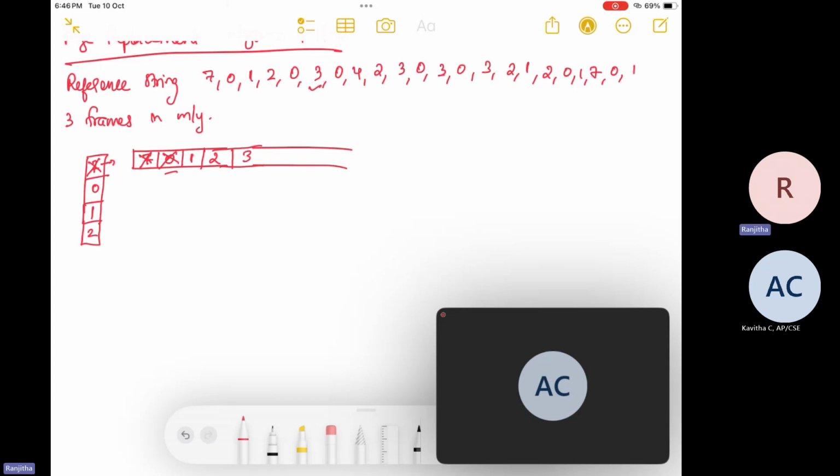Yeah, 3. Okay. Now again 0 comes. 0 is not there. So now 1 will be replaced with 0. Okay. Now 4 will come. Again we will have a page fault. So we remove 2 and we keep 4. Now 2 will come. Again 2 is not there. So we remove 3 and 2.